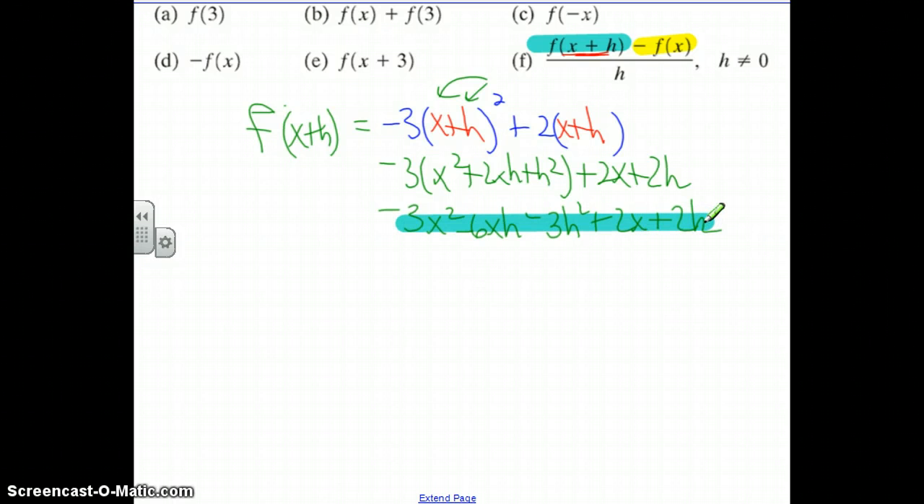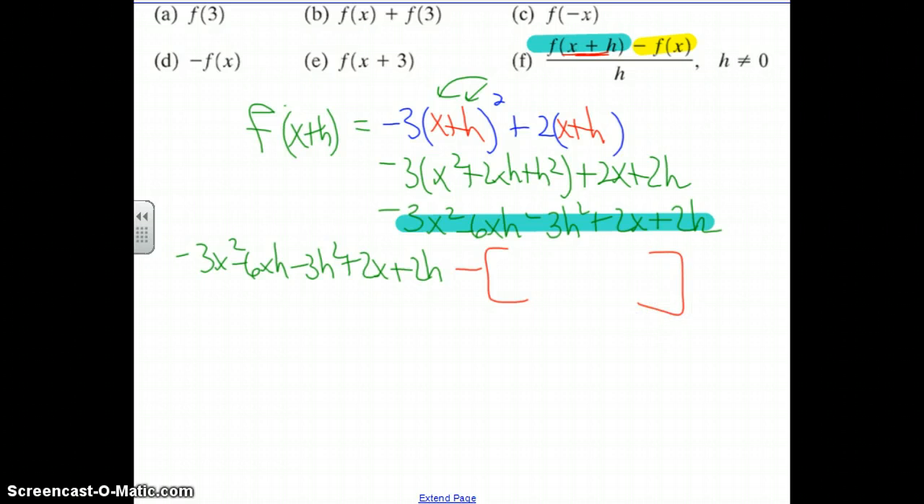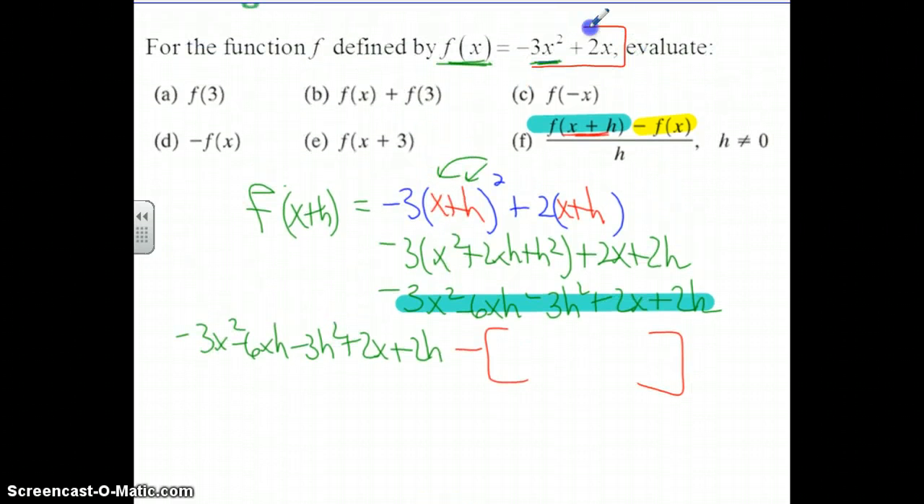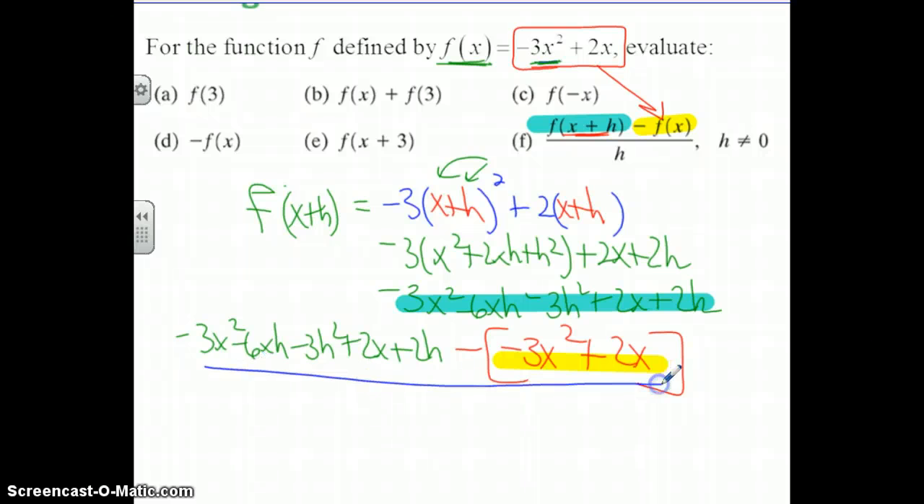So I'm going to take this blue line, negative 3x squared minus 6xh minus 3h squared plus 2x plus 2h, and I'm going to subtract off my function. And in this case, the function was all of this. So that's what I'm doing here in yellow. So it says subtract off f of x, which is really negative 3x squared plus 2x. And remember, it's all divided by h.